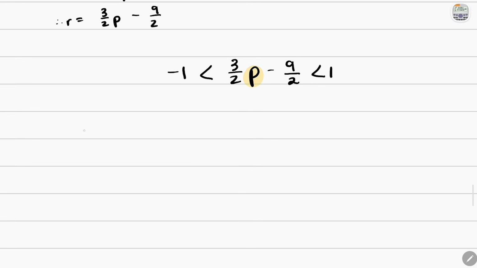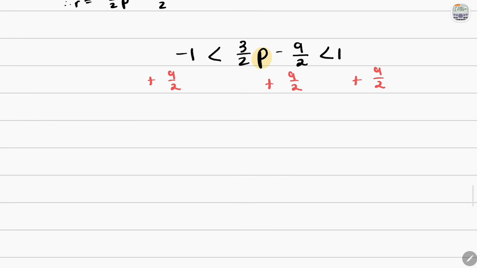So now we're just adding 9 over 2 on all sides. And so 1 minus 9 over 2, that's like saying 2 over 2 minus 9 over 2, which is negative 7 over 2. So this becomes negative 7 over 2, and this stays 3 over 2 p. And we're saying this is greater than negative 7 over 2, but less than 1 plus 9 over 2. Again, that's like saying 2 over 2 plus 9 over 2, which is 11 over 2. Now we just have to solve for p.